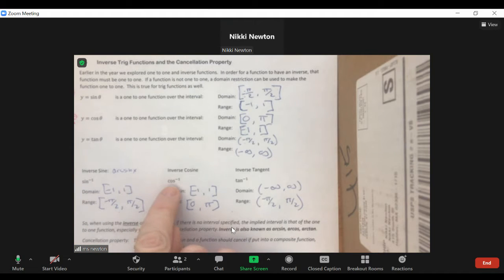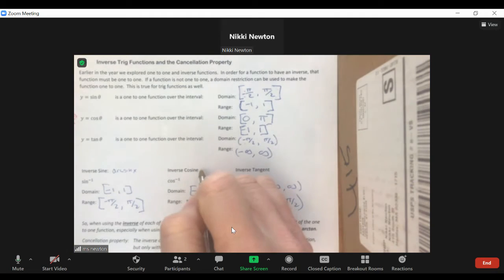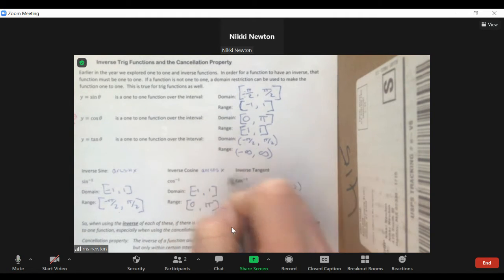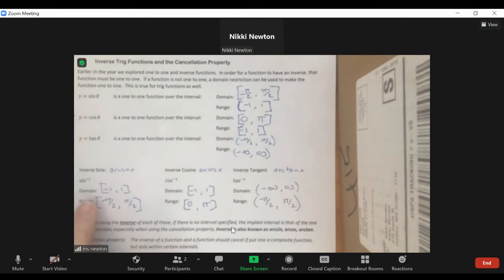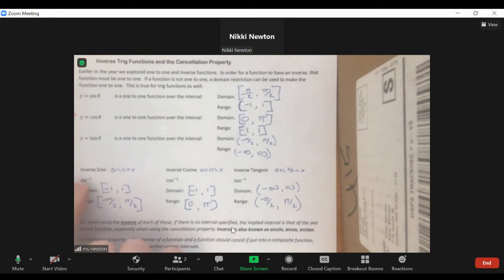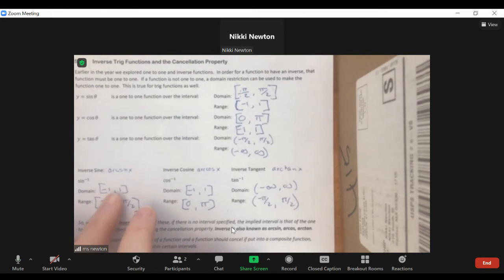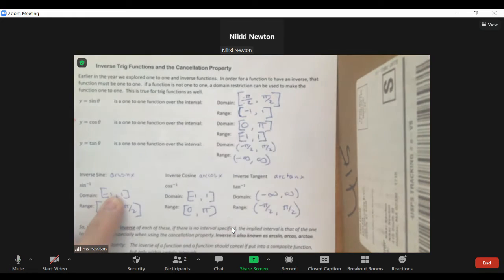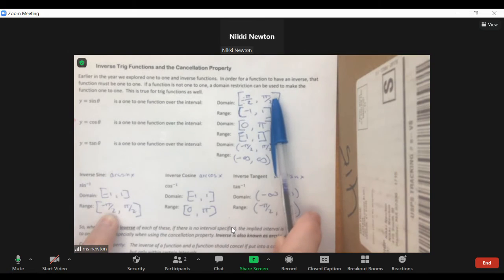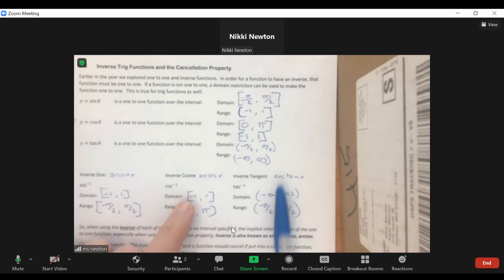And so notation, this just means inverse cosine. This means inverse tangent. And it could also be written arc cosine and arc tangent. All right, and then domain and range. So my inverse sine has domain that matches the range of the parent function sine. And the range of inverse sine is the domain of the parent function sine. And likewise for cosine and tangent.